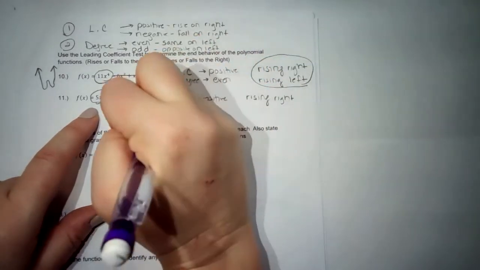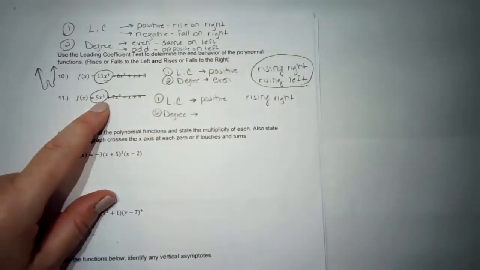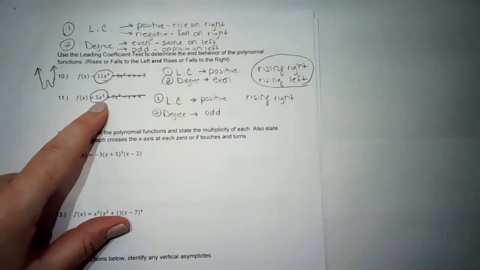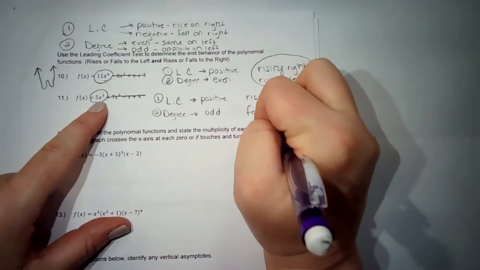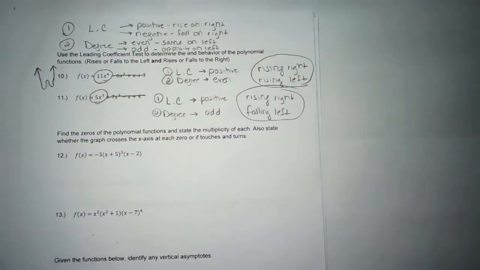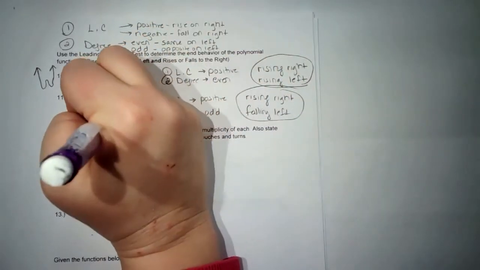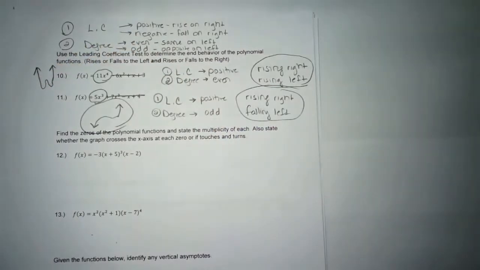Second step is the degree. What's my degree? It's odd because it's a 3. So if it's odd, what's happening on the left? It's falling. So on the test, you're only going to have one graph where it's rising on the right and falling on the left. And that would be the graph that you pick. Okay. Does that sound good?